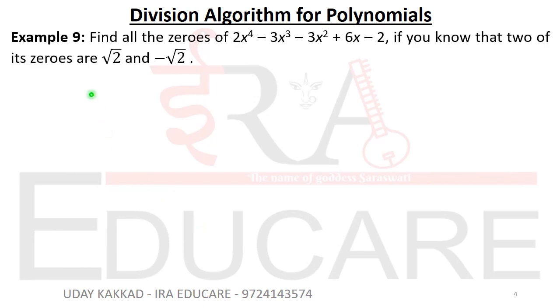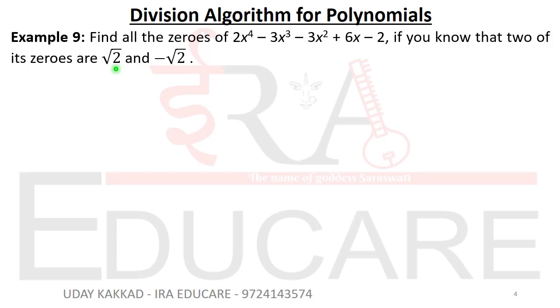Now another type of example is example number 9. Now you have zeros. Find all the zeros of 2x raised to 4 minus 3x cube minus 3x square plus 6x minus 2, if you know that two of its zeros are root 2 and minus root 2. So friends, here the degree is 4. So it may happen that the zeros are up to 4, right? That you know from the zeros of the polynomial. So here 4 zeros are possible, but we have only 2 zeros.